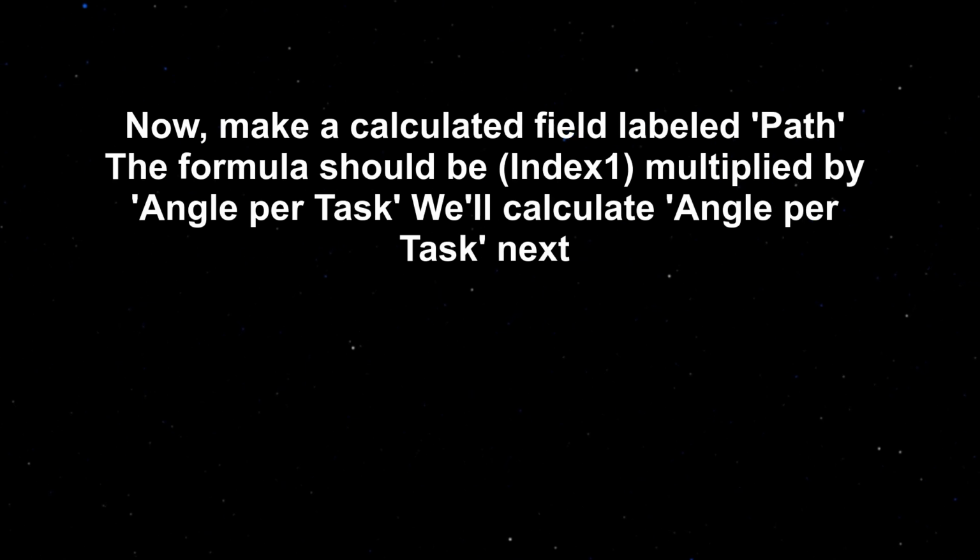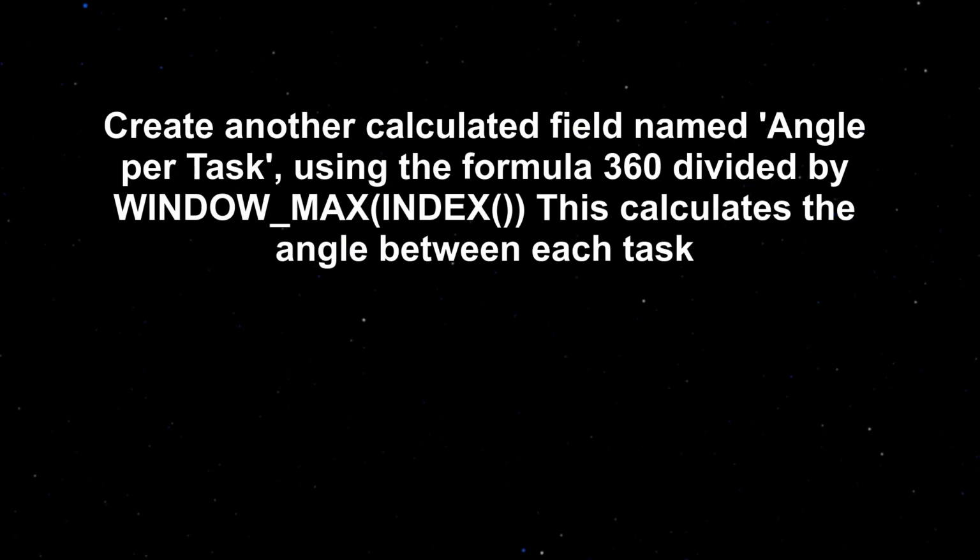Now, make a calculated field labeled path. The formula should be index multiplied by angle per task, which will calculate the angle per task. Next, create another calculated field named angle per task using the formula 360 divided by WINDOW_MAX(INDEX()). This calculates the angle between each task.